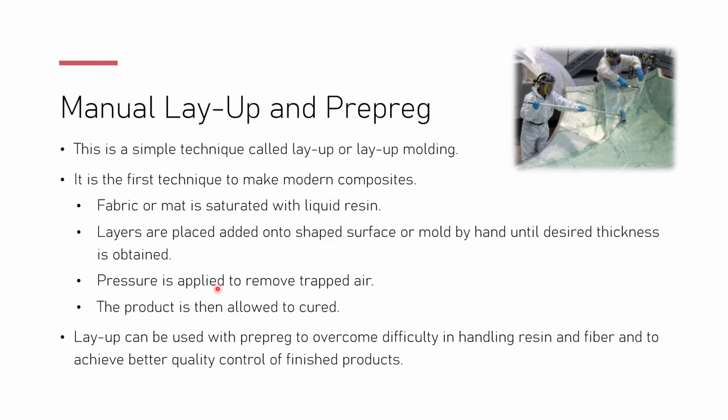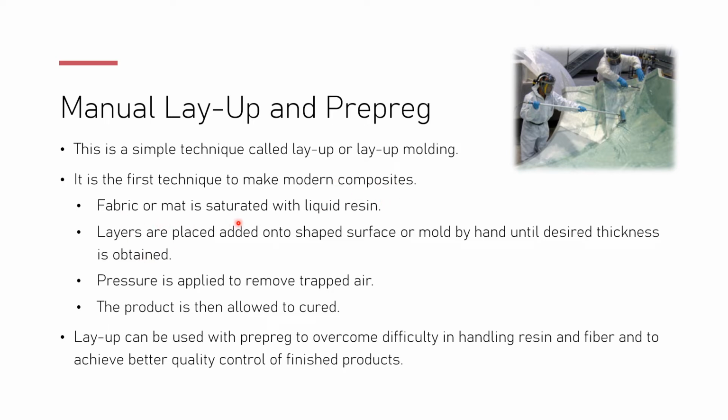So the very first method is manual layup. You can see how people do it by hand. And prepreg, you already know, is fabric. It's a simple technique called layup or layup molding, so you're going to lay things up. That is the first technique to make the modern plastic composite.